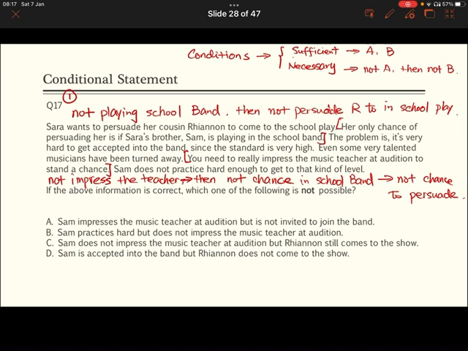So in this way we can find that the correct answer should be C: Sam does not impress the teacher, but he still gets the chance to make Rhino come to the show. Because no impressing the teacher means no chance in the school band, and no chance in the school band means no chance to persuade Rhino to be in the school play. That we know for sure is true. If you cannot impress the teacher, then you have no way to persuade Rhino to come to the show. So C is definitely not possible.